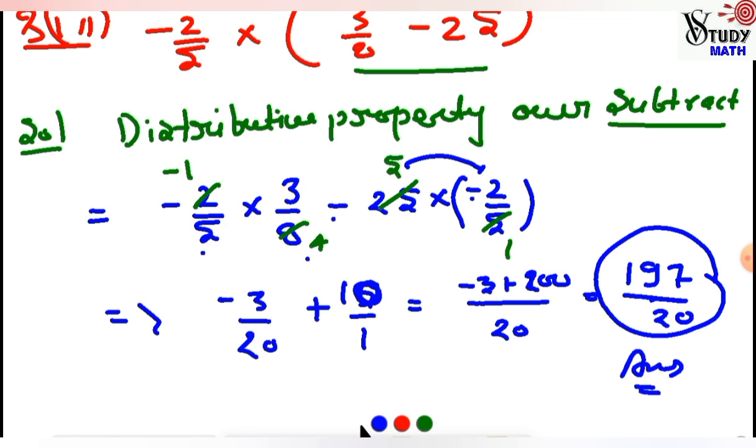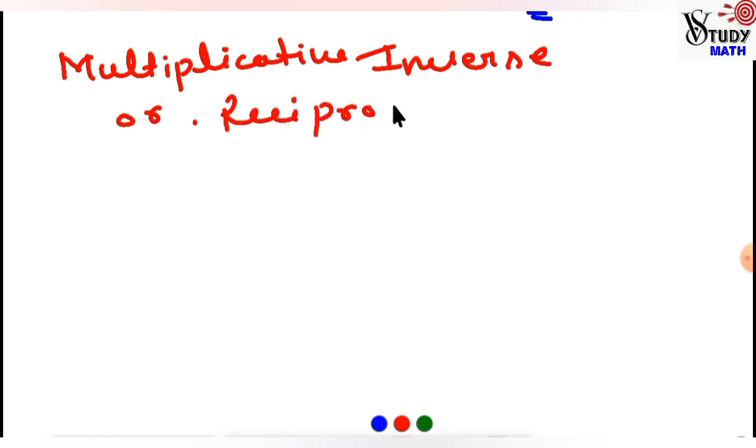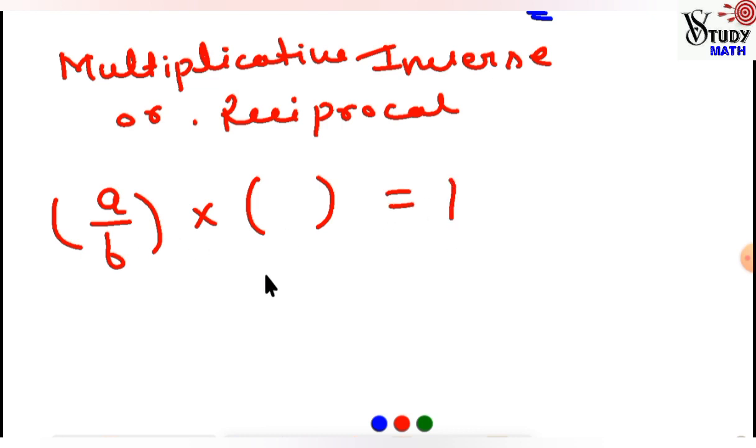So now move to question number 9. In question number 9 we have to find the multiplicative inverse. First I am going to tell you the concept of multiplicative inverse. Multiplicative inverse, and the second name we can say is reciprocal. So if we have a number a by b, we have to multiply by another number so that this product will become 1. So what is the number we can take here? We are going to take b by a, just the opposite of this. The numerator will convert into the denominator and the denominator will convert into the numerator.